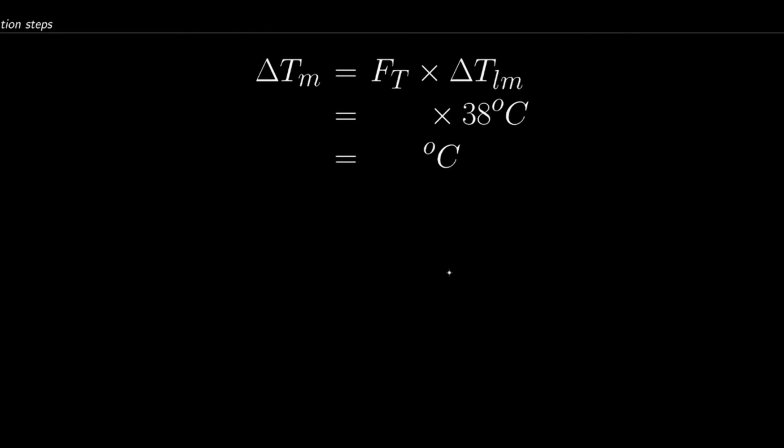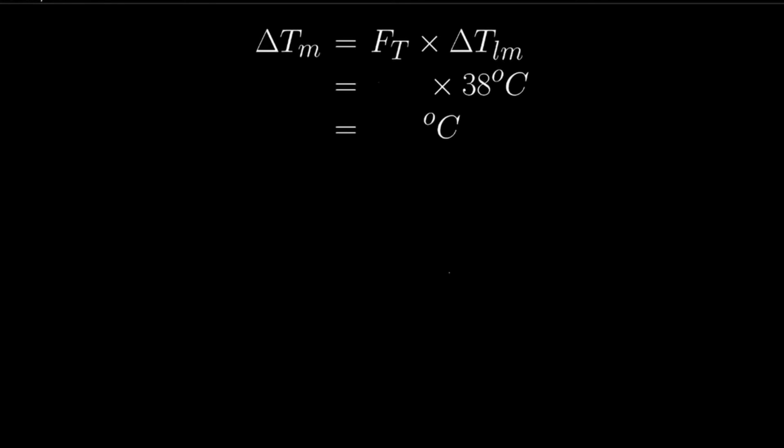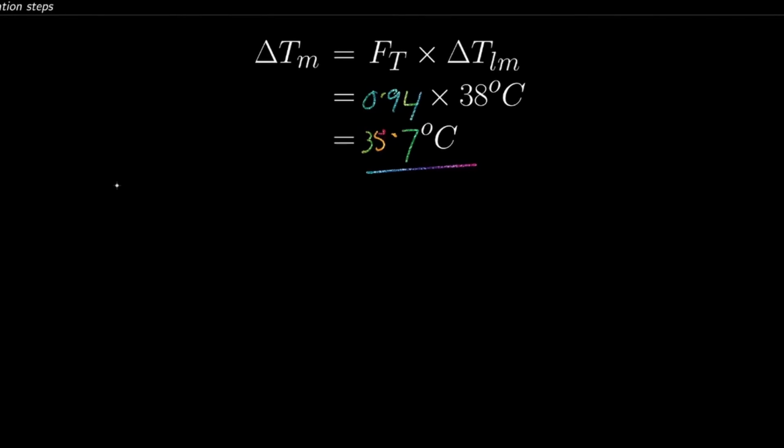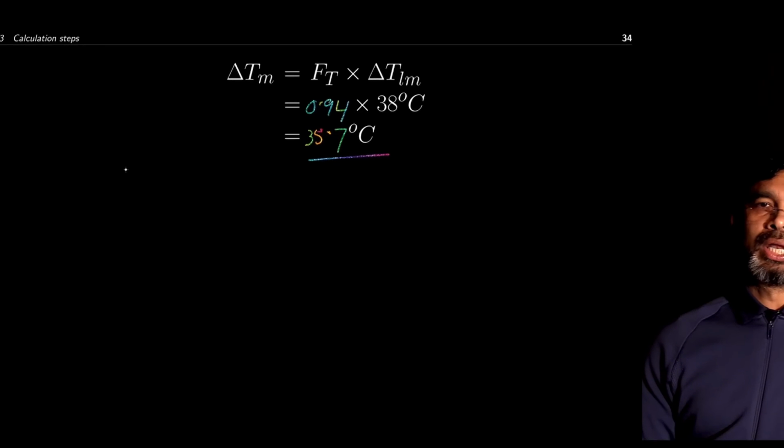So in step 3, the corrected temperature is 0.94 times 38, which gives a value of 35.7 degrees centigrade. So that's the corrected log mean temperature for this 1-2 shell and tube heat exchanger.